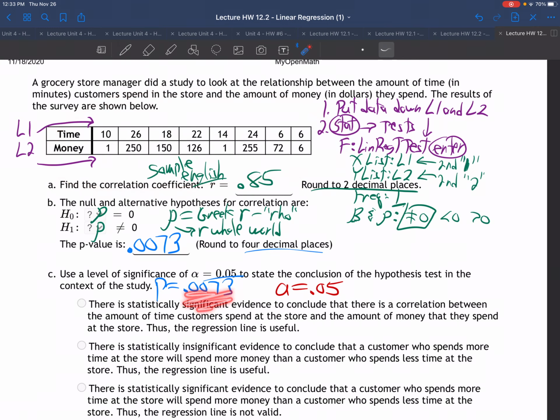Well, that's what the p-value is. It's the chance you just got lucky numbers, which is very low. It's under 1%, right? 0.0073. That p-value is very low. It's less than the alpha level. So remember what that means?